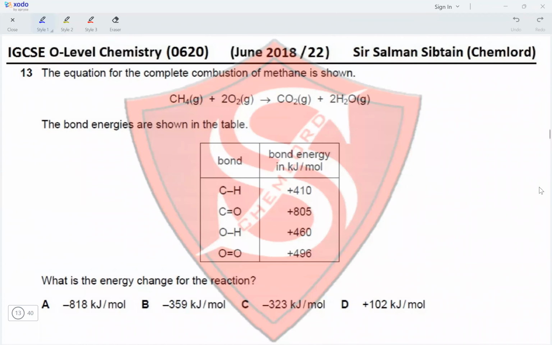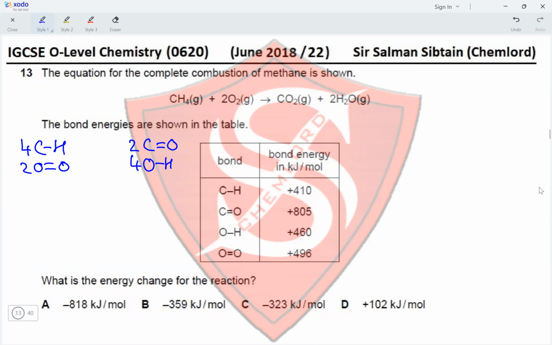Question 13. The equation for the complete combustion of methane is shown. The bond energies are shown in the table. What is the energy change for this reaction? So bonds of the reactants are broken and bonds of the products are formed. The bonds of the reactants include 4 carbon-hydrogen single bonds and 2 oxygen-oxygen double bonds. And for the products, we've got 2 carbon-oxygen double bonds and 4 oxygen-hydrogen single bonds.